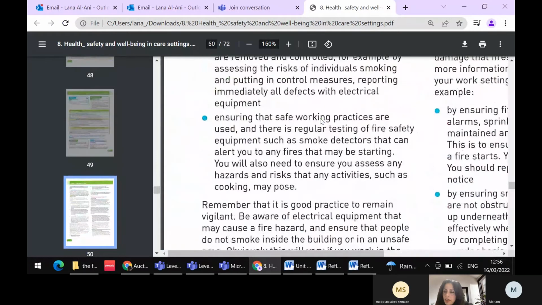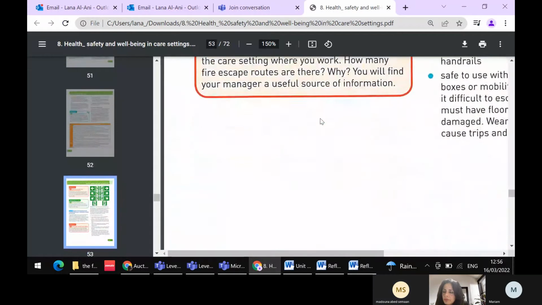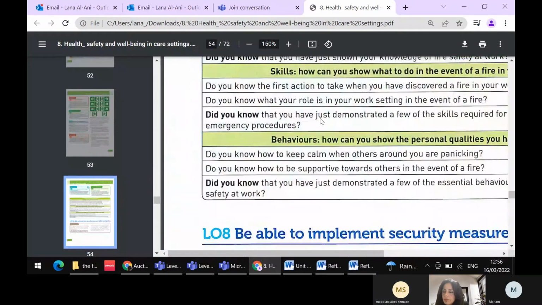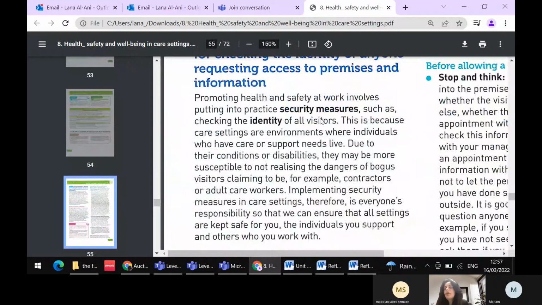Okay, so let us go to 8.1. Let us see if there is anything we forgot to talk about. Okay, so for me, as I'm now responding to the question, because it's a reflective account, I need to talk about myself. So I say, for me as a person who works in care, I always make sure I follow the policy and procedure when it comes to people's security. I always follow the security measures taken by my employer.